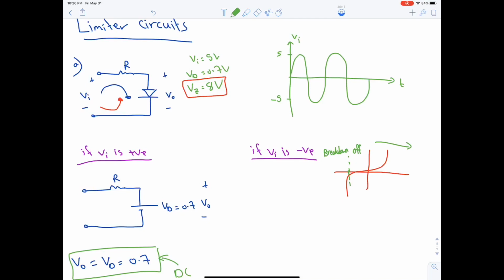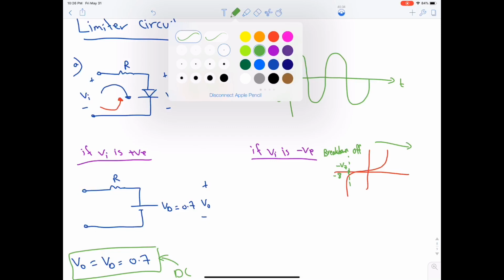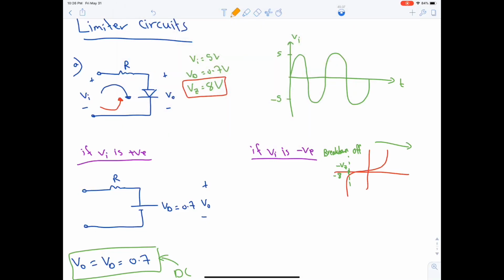How do you know if it's off or breakdown? We need to compare VI with VZ. This is VZ. We have placed negative because it's already on the negative side of the axis. So VZ is minus 8. What's the range of VI? The range of VI is from 5 to minus 5. Did the negative side exceed the threshold for Zener? No, it's here. Hence, the diode is off.